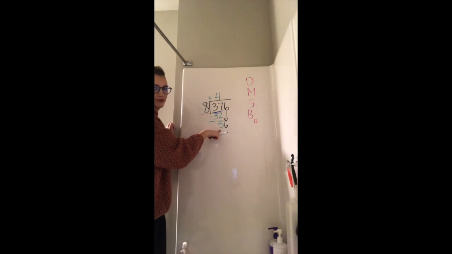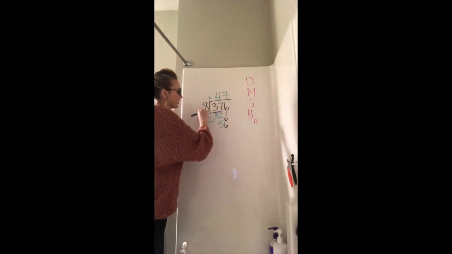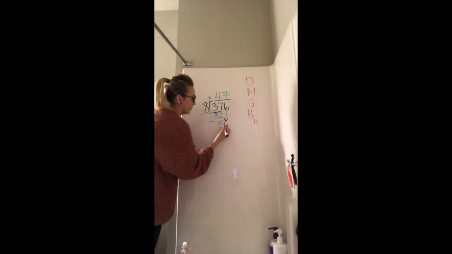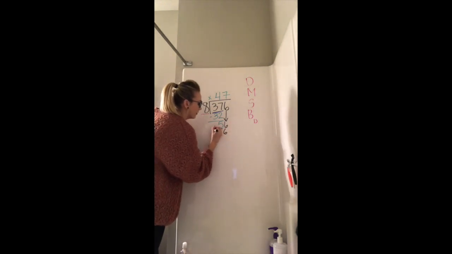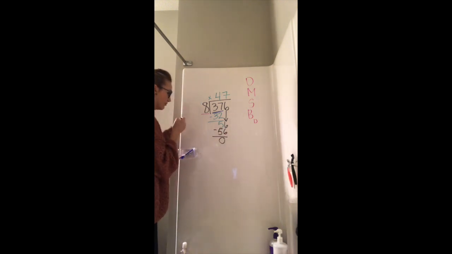8 should fit into 56 7 times. 7 times 8 is 56. 56 minus 56 is 0.